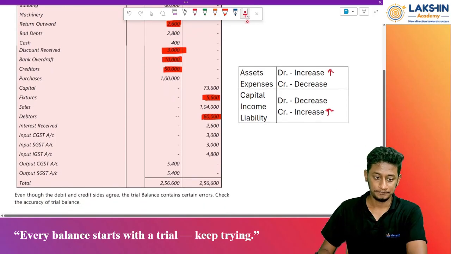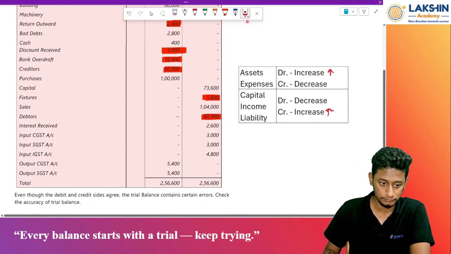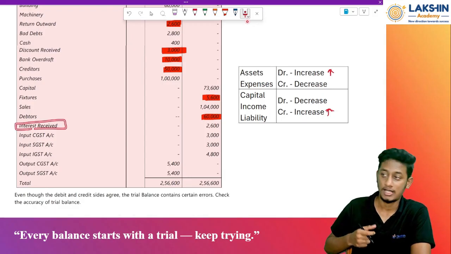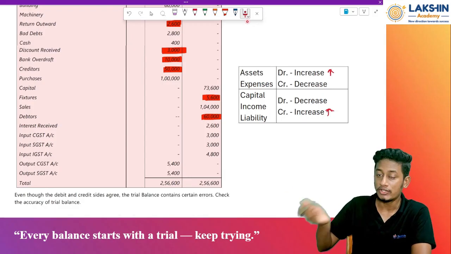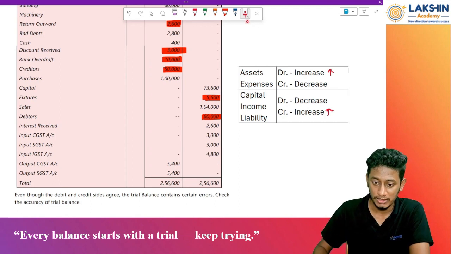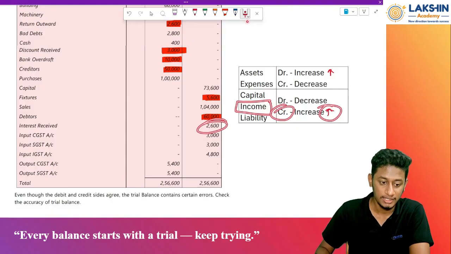Then going ahead, interest received. I have received some interest, right? So it's an income to me. Income, upward arrow, credit. Is it credited, sir? Yes, it is credited.